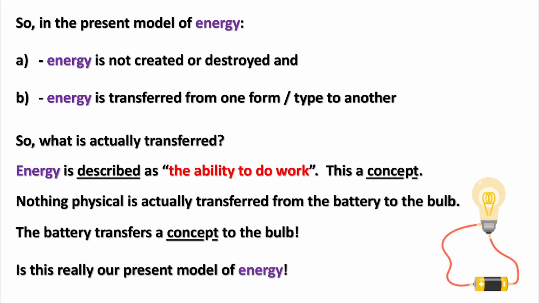So in the present model of energy, A, energy is not created or destroyed, and B, energy is transferred from one form or type to another. So what is actually transferred? Energy is described as the ability to do work. This is a concept. Nothing physical is actually transferred from the battery to the bulb. The battery transfers a concept to the bulb. Is this really our present model of energy?